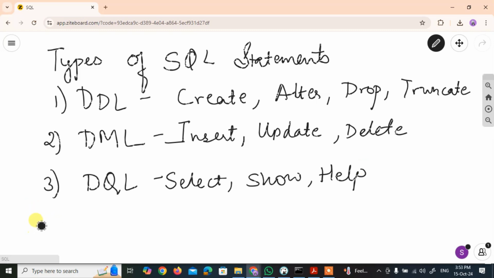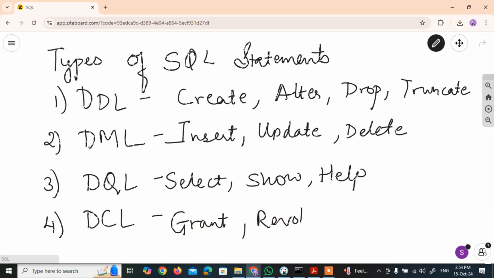Apart from this, the next one is called the DCL, that is the data control language, which would have something like grant and revoke. Now we will start first with DDL. So we are going to understand what exactly DDL is.